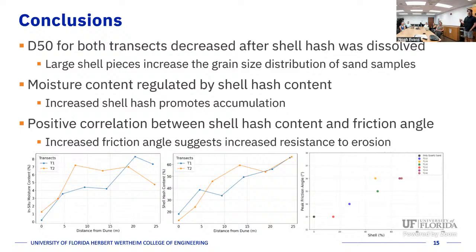We also saw a positive correlation between the shell hash content and the friction angle, suggesting that the samples with the shell hash are less susceptible to erosion and are more resistant to erosion because they can withstand higher shear strengths.